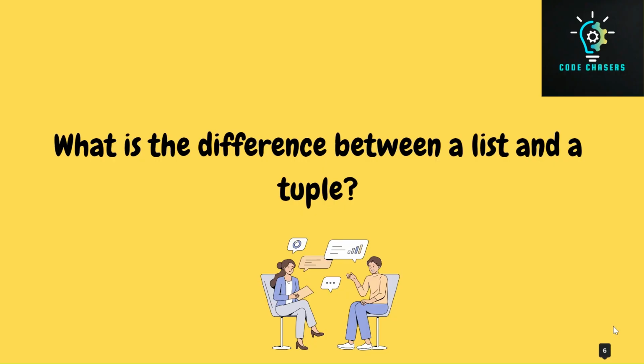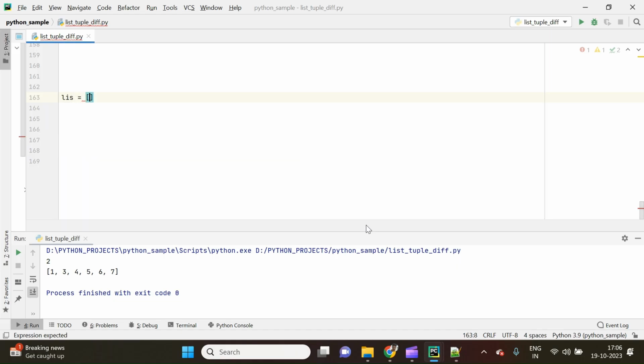In this video, we will see what is the difference between a list and a tuple. A list is a collection of elements enclosed between square braces and the elements separated by commas. But a tuple is a collection of elements enclosed between curly braces and the elements separated by commas.